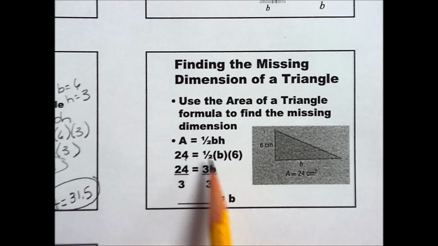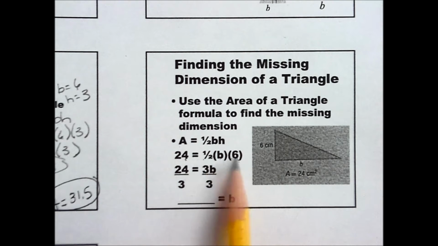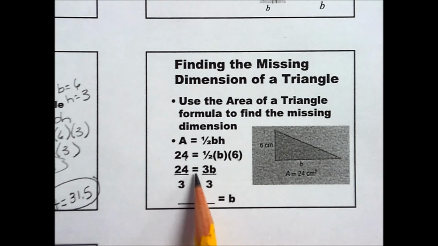So now what I did was I brought down the 24, and I'm going to simplify what I can on this side. 1/2 of 6 is 3. And then I bring down the b. Notice these are all multiplied together, so I'm still multiplying here because when you have a number touching a variable, it means multiply. So now, with that just 24 equals 3b, I have an equation.